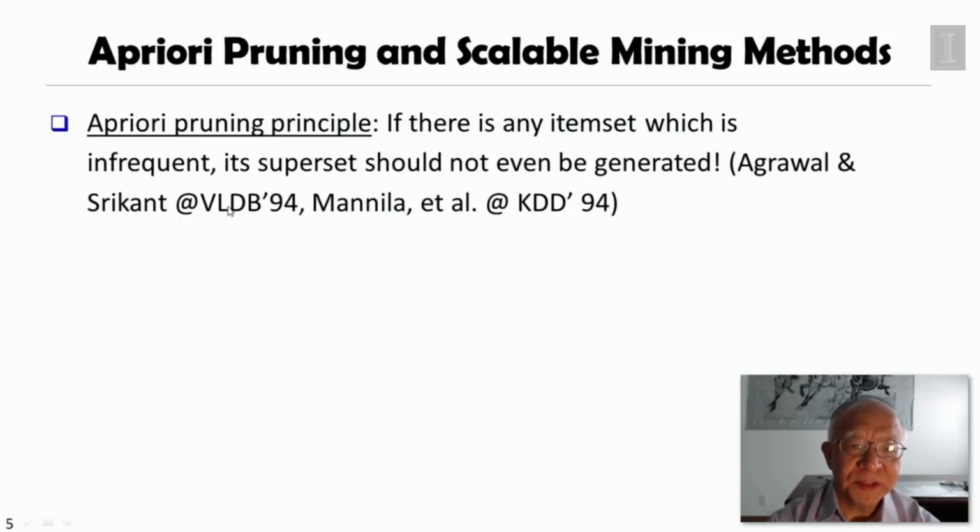The first Apriori pruning principle was discovered by Rakesh Agrawal and Srikant in VLDB 1994. Heikki Mannila in the KDD 94 workshop also generated a similar methodology. The methodology generally says that if any item set is infrequent, then its supersets should not even be considered or generated.